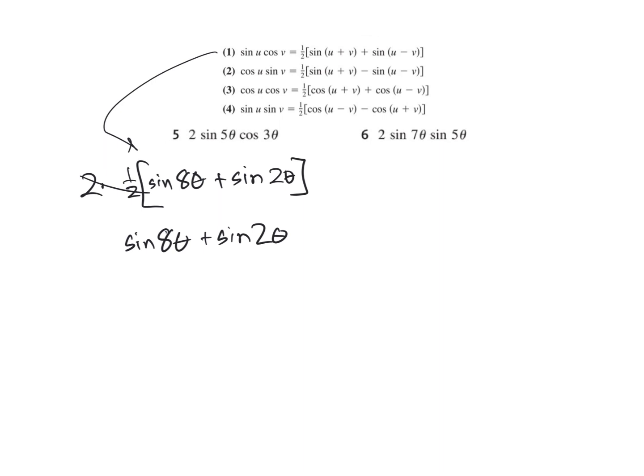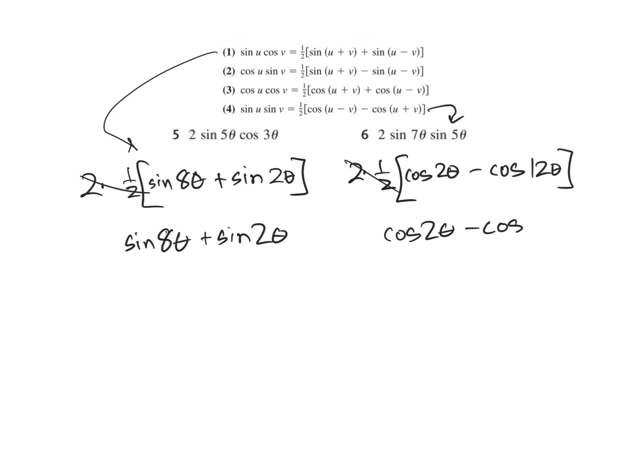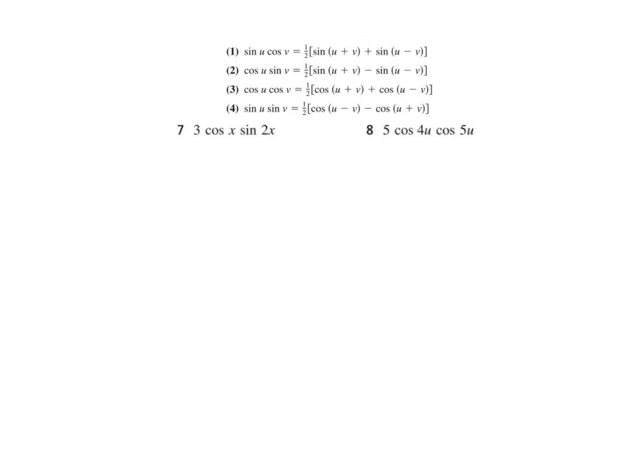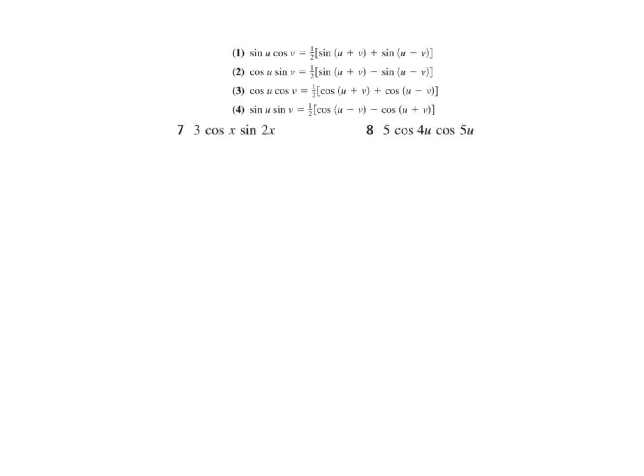And then sine times sine, that's number 4. So 2 times 1/2 again, which is going to be gone. And we have the cosines of the first minus the second is 2 theta, minus the cosine of the first plus the second, 12 theta. So it's just cosine of 2 theta minus the cosine of 12 theta. All right. Cosine times sine, that's number 2. So 3 times 1/2.